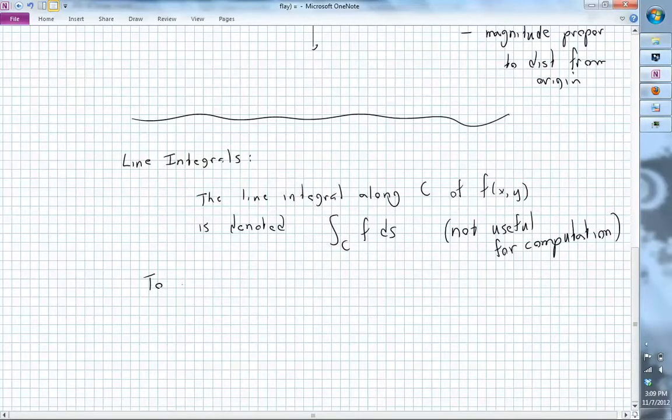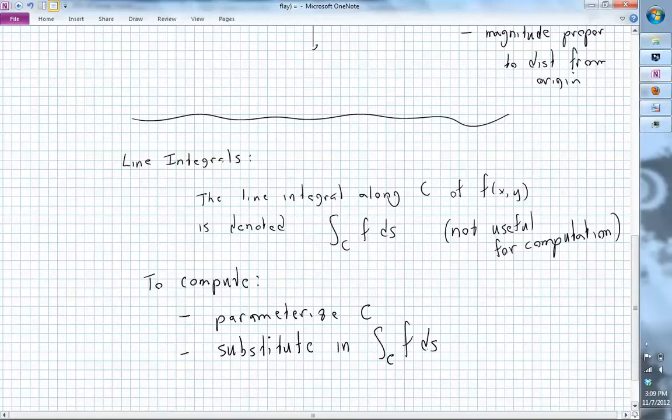To compute it is a couple of steps. You need a parameterization. You need to parameterize C. And then you need to substitute into this integral, and that's what I'd like to show you now.